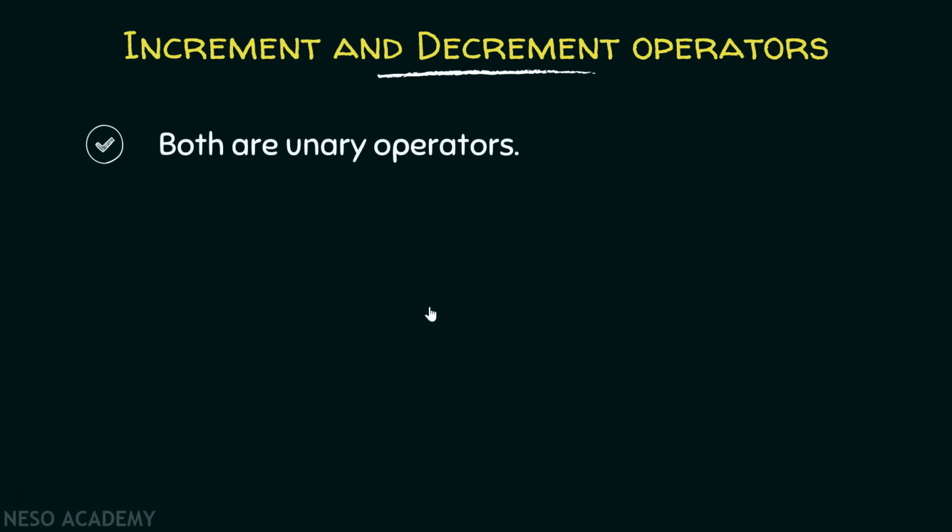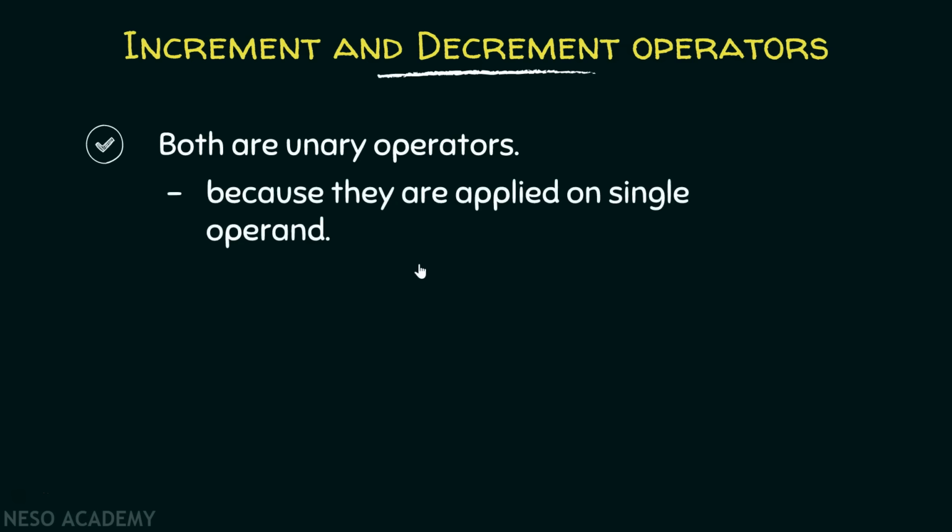Both are unary operators. You already know what a binary operator is, right? Addition operator is a binary operator because it requires 2 operands. In this case, plus plus and minus minus require just 1 operand. That is why they are called unary operators. They are applied on a single operand. As plus plus is an increment operator and a is a single operand, this operator is applied on a single operand, therefore this operator is called a unary operator.